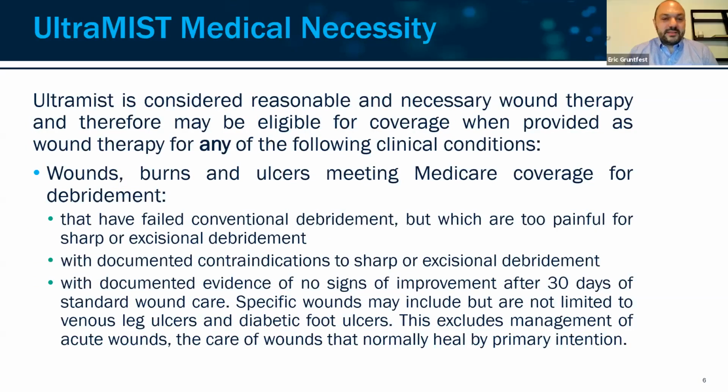So the medical necessity for UltraMIST is as follows. UltraMIST is considered reasonable and necessary wound therapy, and it's eligible for coverage when any of the following conditions are met. UltraMIST is used on wounds, burns, and ulcers that meet Medicare coverage criteria for debridement. And that criteria could be a failed conventional debridement for ulcers that are too painful for sharp or excisional debridement, or really any contraindication to sharp or excisional debridement, and also ulcers that have had no documented evidence of improvement for 30 days or greater.